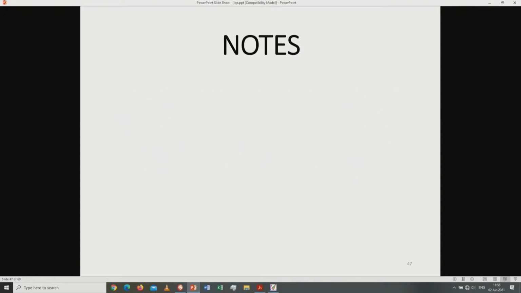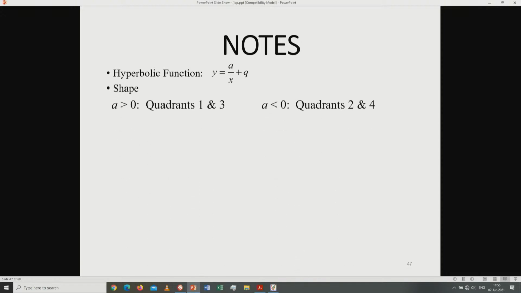Right, now let's take note and look at this one. Now, for the hyperbolic function with the general equation y is equals to a divided by x plus q, with the understanding of what is q, the effect of q on the graph and the effect of a on the graph. Right, now, first of all, we need to remember the shape. I said very, very important to know the shape of the graph. Right, if a is greater than 0, if a is positive, then the arms will be in the first quadrant and the third quadrant. Keep that in mind so that at least you can see if your sketch is correct or wrong. Right, if a is less than 0, then it will be in quadrants 2 as well as 4, right?